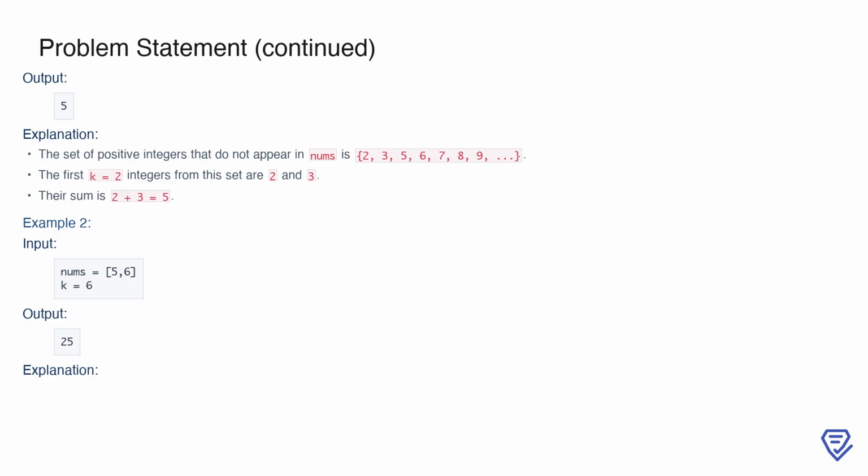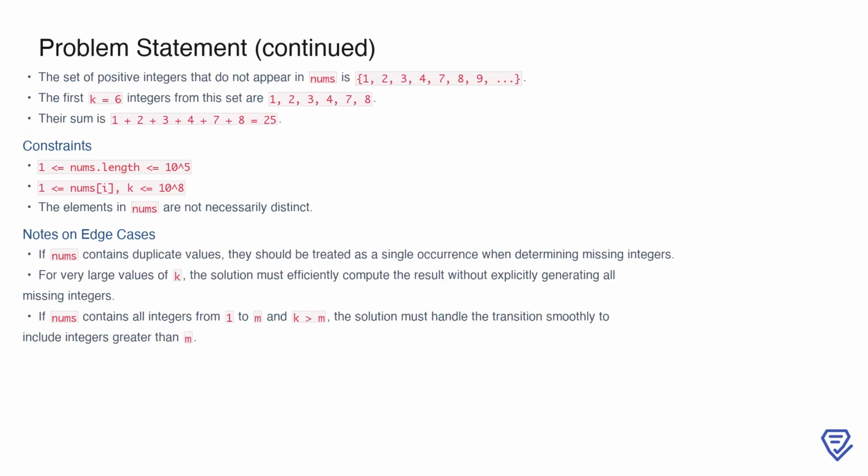Now, let's examine a second example to further clarify the process. In the second example, the input nums is 5, 6, and k is 6. The set of missing integers is 1, 2, 3, 4, 7, 8, 9. The first 6 integers from this set are 1, 2, 3, 4, 7, and 8. Adding these values results in the sum 1 plus 2 plus 3 plus 4 plus 7 plus 8 equals 25. So, the output is 25.